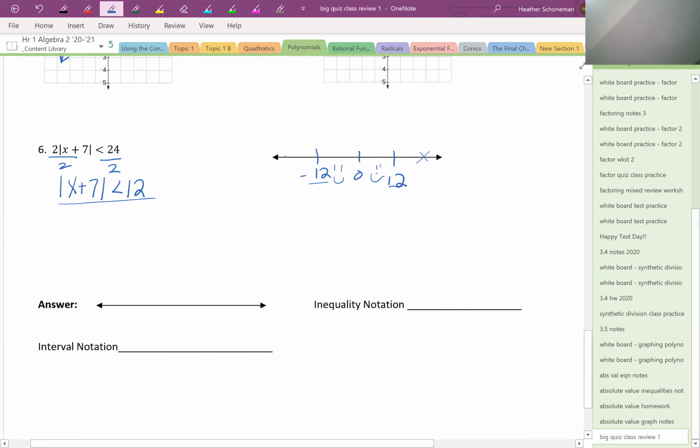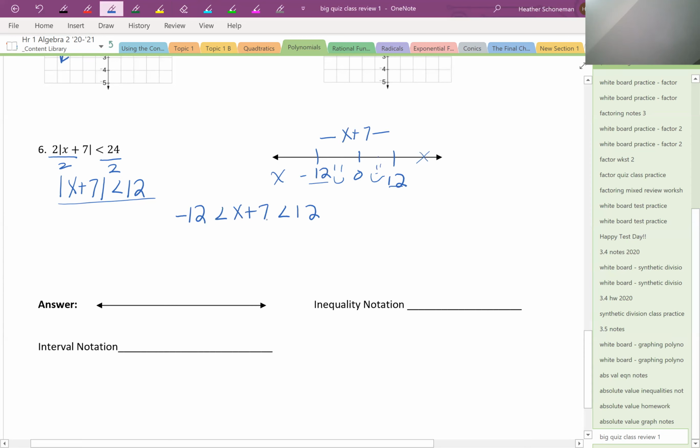Over here, I've got like -30. Well, -30 is way more than 12 spaces away. So this area doesn't work. So for this one, it only works between the 12s. So when it works between the 12s, we write it as a compound inequality. If it worked on the sides, then we'd write 2 inequalities.